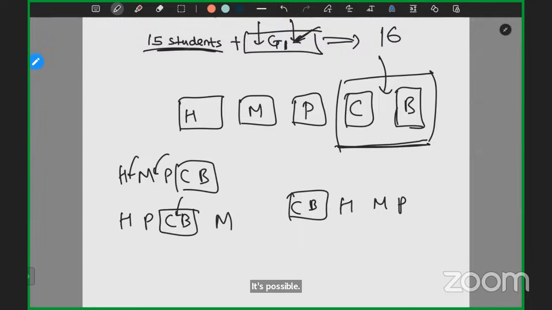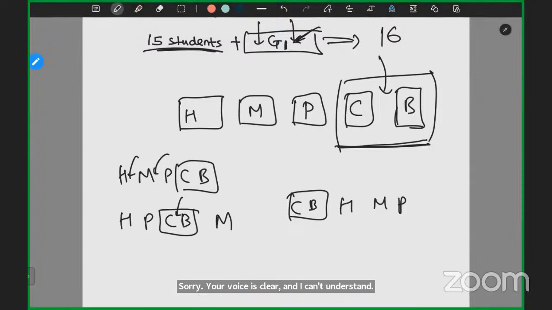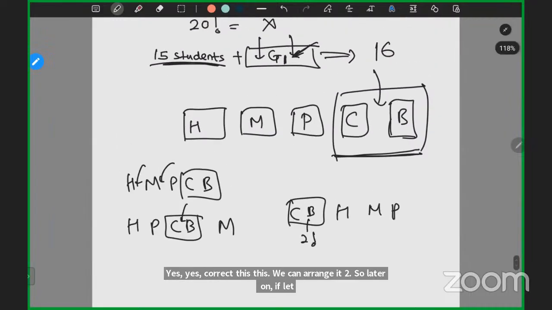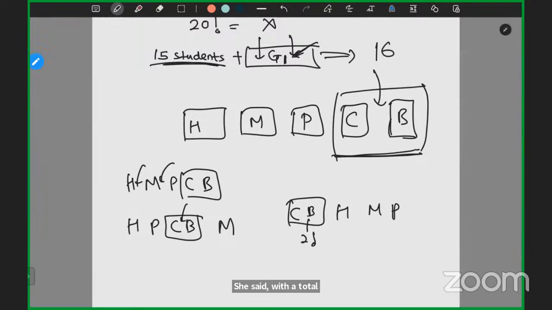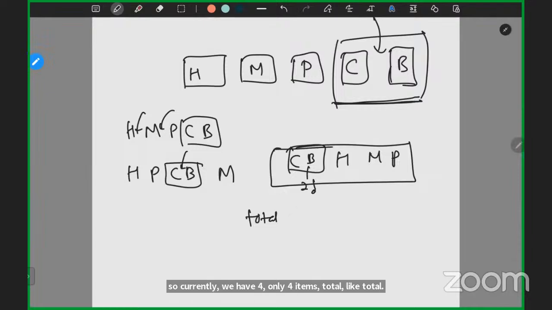So the two in the group can be arranged in 2 factorial ways, right? Yes, correct. Then we multiply it with the total. Currently we have 4 items in total, in this case 4 things, so we say 4 factorial. Then these 2 are there, which is 2 factorial. Got it.